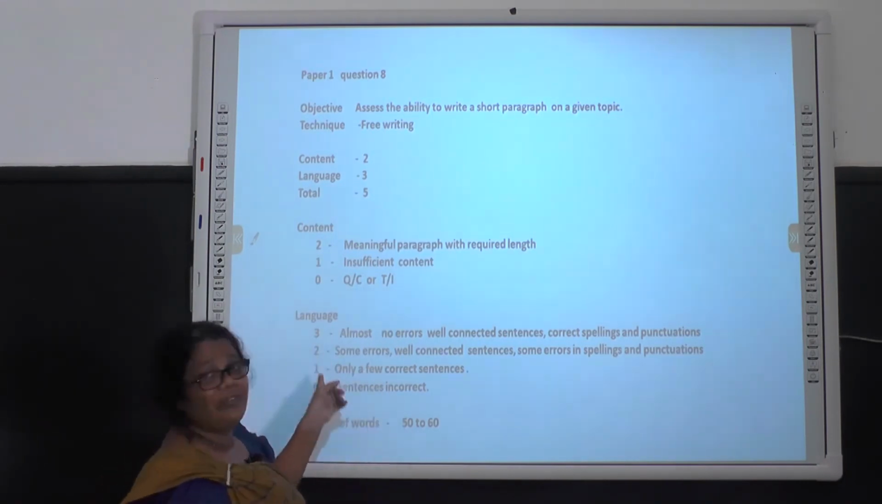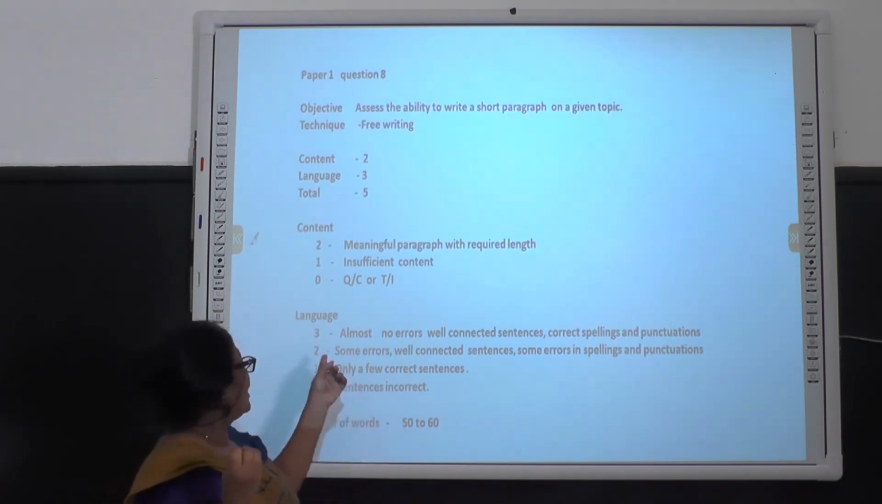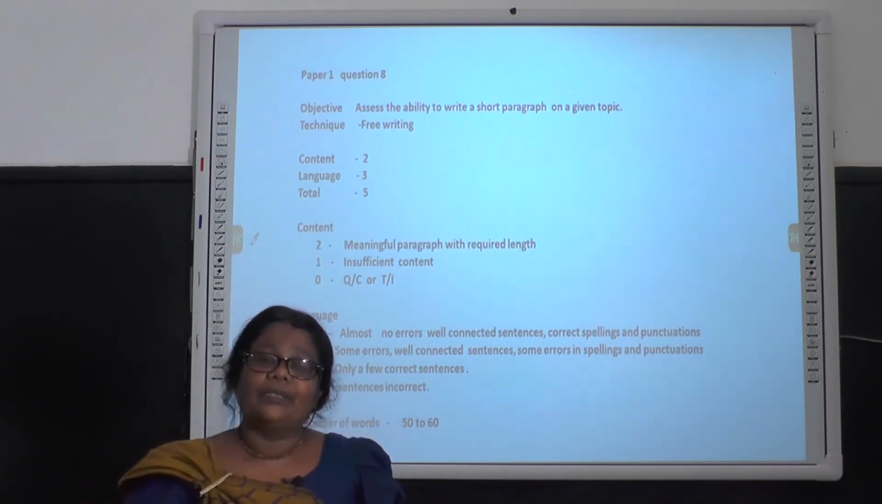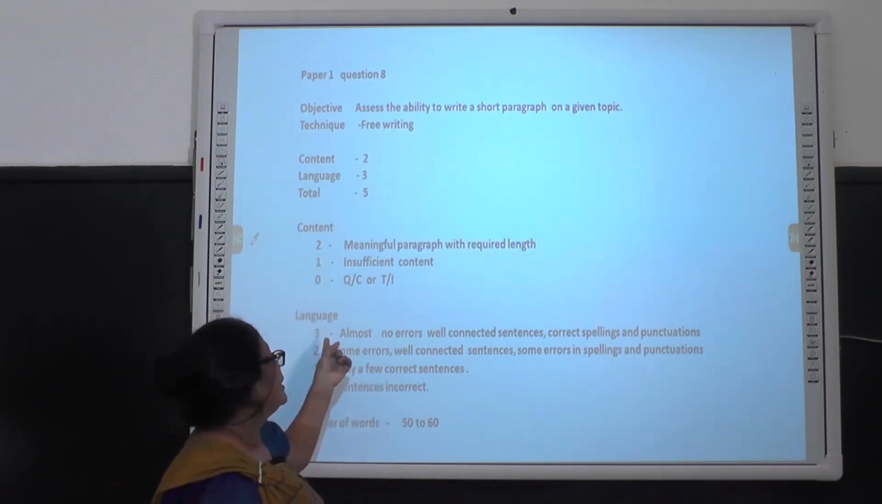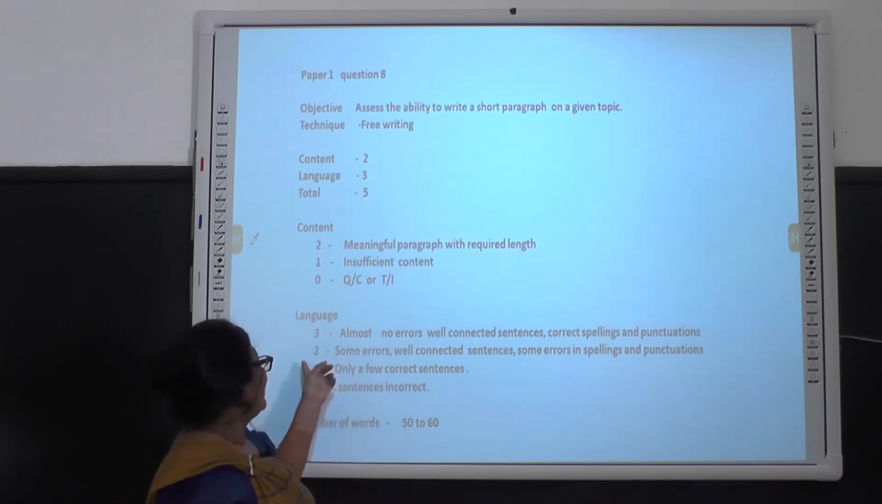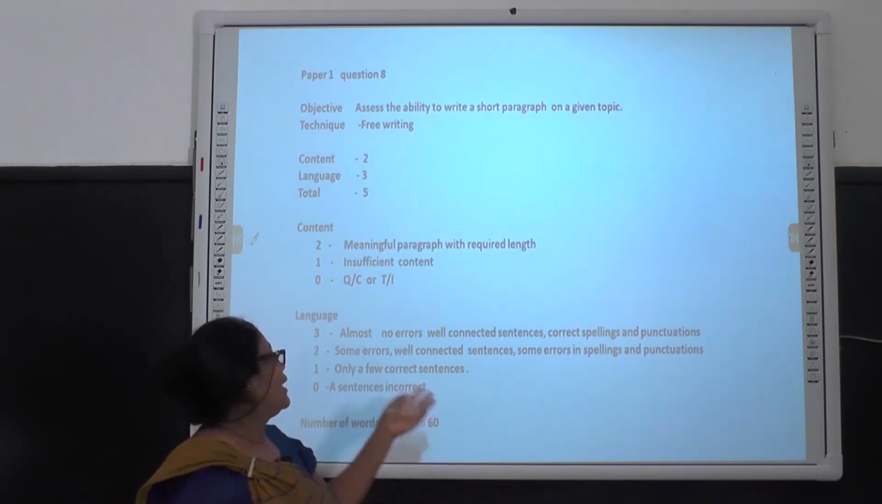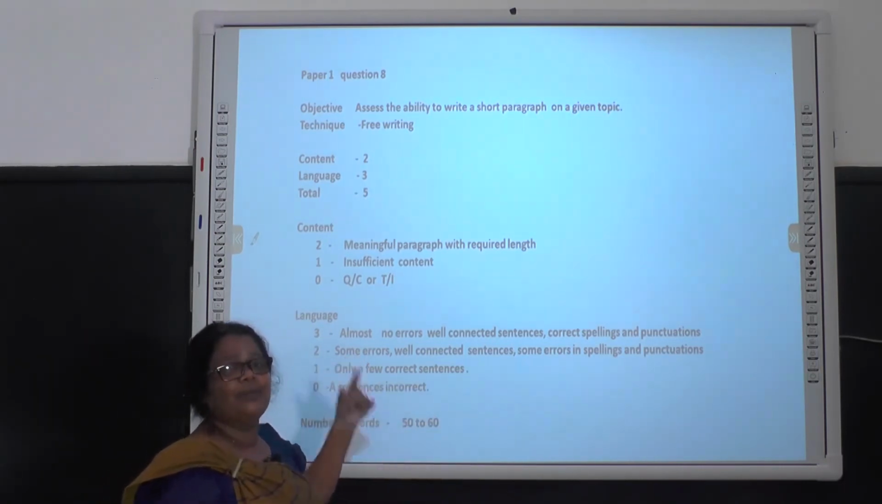For language, the marks are 3. If you write well without spelling errors, with punctuation, you will earn 3 marks. Right? Here if you have some errors, then you get 2.